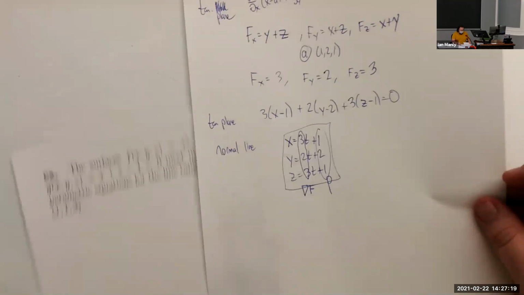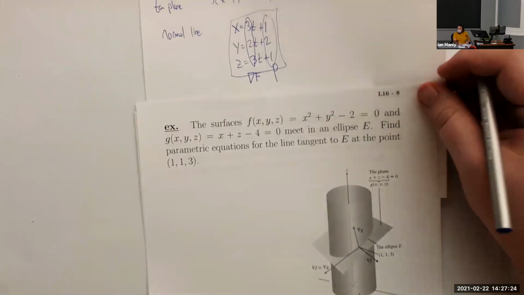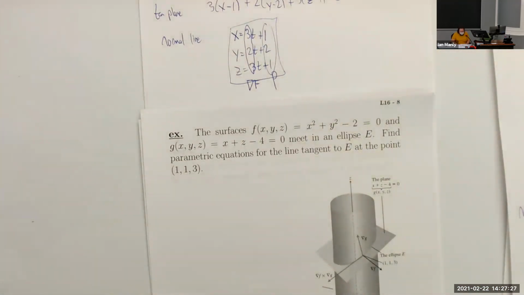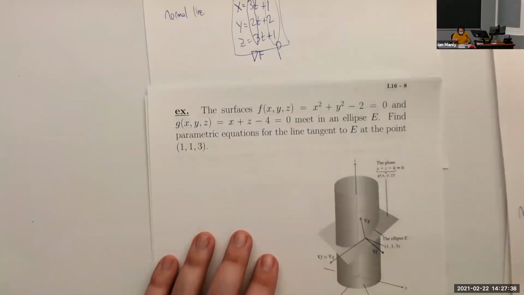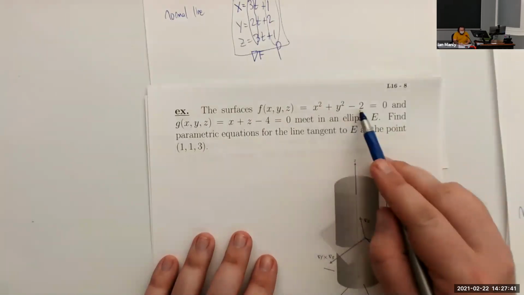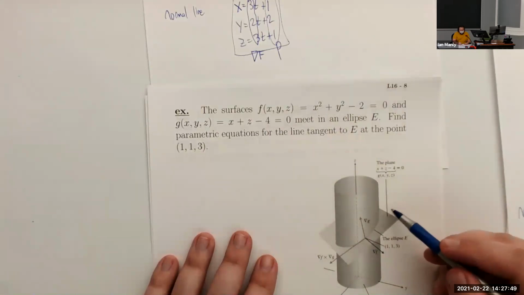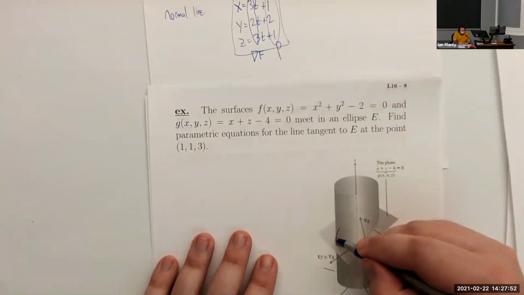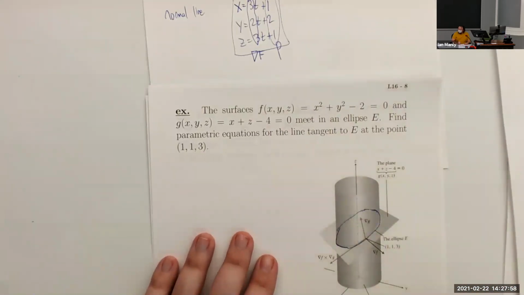Okay, the next one's a little bit more involved. So let's see what that is. Okay. The surfaces x squared plus y squared minus 2 is 0, and x plus z minus 4 is 0, meet in the shape of an ellipse E. And they were kind enough to provide us with a picture right here. So this you may recognize as a cylinder of radius √2, if we move this 2 over. So here's our cylinder. And then this is a plane. So this is some diagonal plane here. And where they meet is going to be an ellipse. It's going to look like this right here.